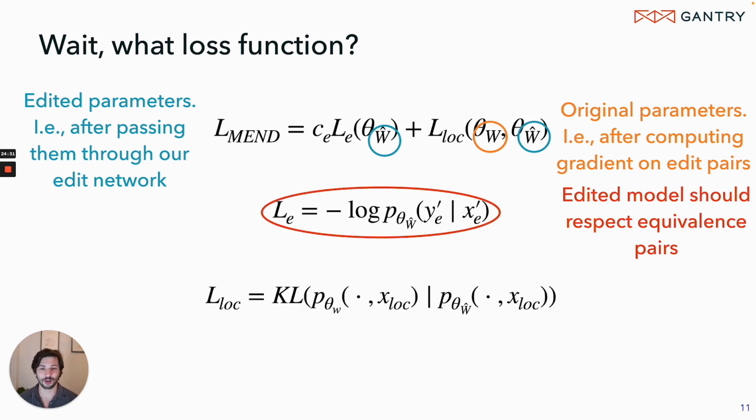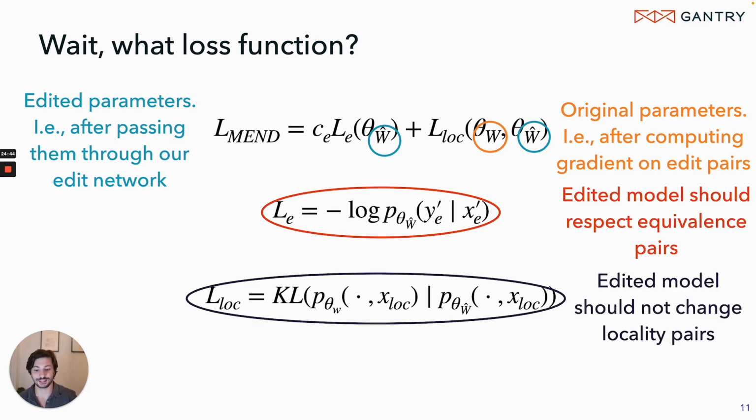The second term in our loss function is a KL divergence that measures the distance between two distributions: the distribution produced when you pass the locality pairs through the unedited network and the edited network. So what this is doing is it's saying the edited model should not change the output produced for our locality pairs.